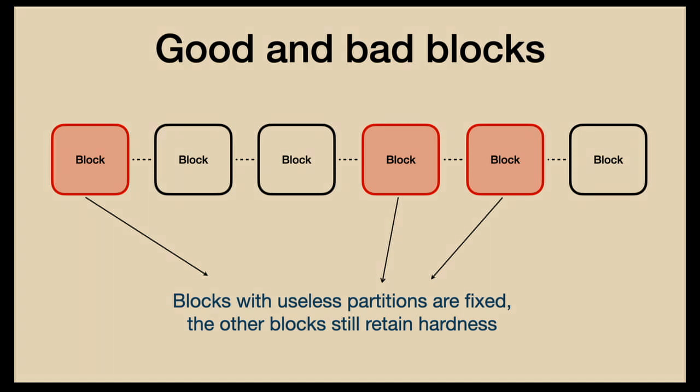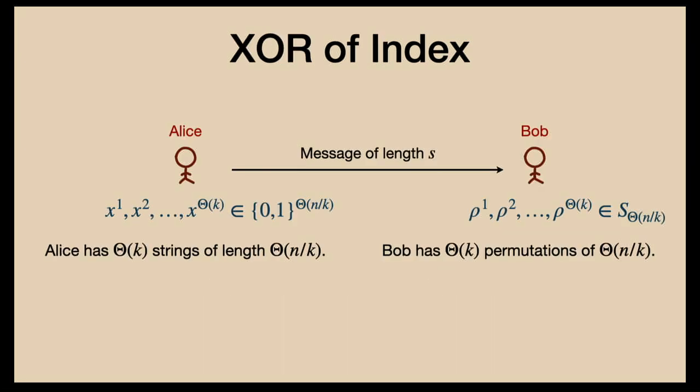Some of these blocks are definitely going to be bad because they're not going to obey these partitions. We're just going to fix them and not care about them at all. And we'll still have some of these good blocks, and this is enough to give the hardness that we're looking for. Okay. And here, as we said, Alice is going to have some of these strings, and Bob is going to have some of these permutations.